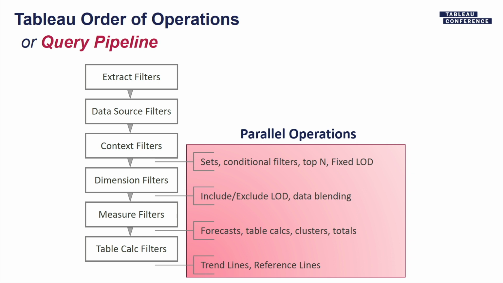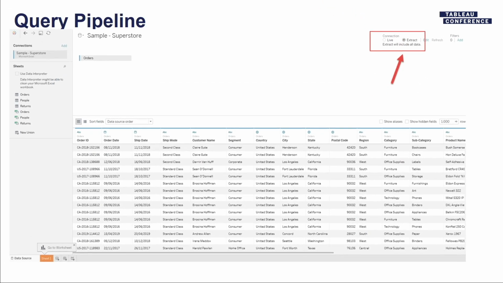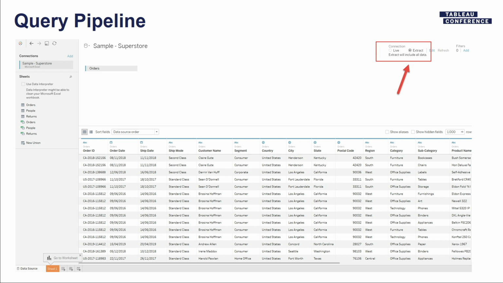OK, so now we are ready to start. And let's start with the first two filters that we have in our query pipeline. As you can see, these two filters are related to the data source. The first one is called extract filter, and the second one is the data source filter. Before going into more details, I really want everyone here to be on the same page. So I'm going to give you a quick explanation of what extract means in Tableau.